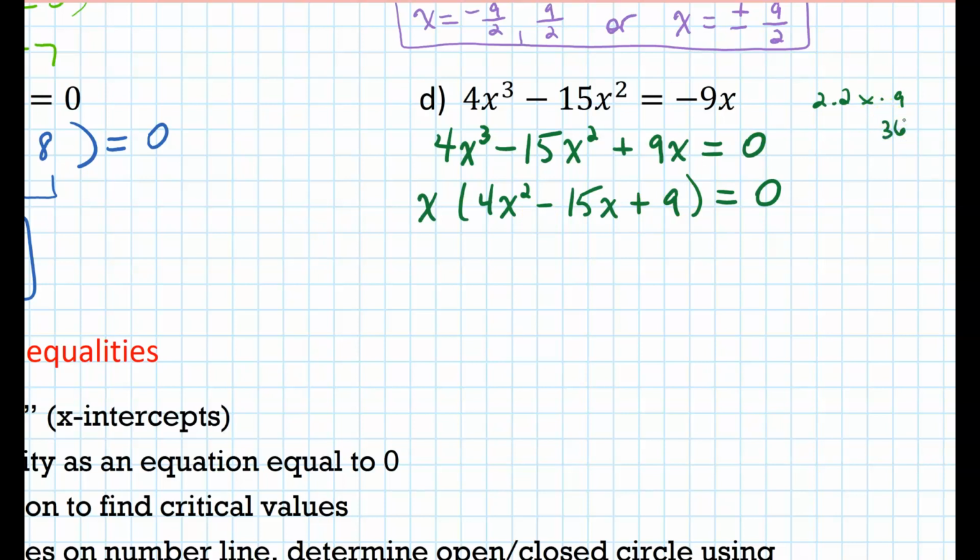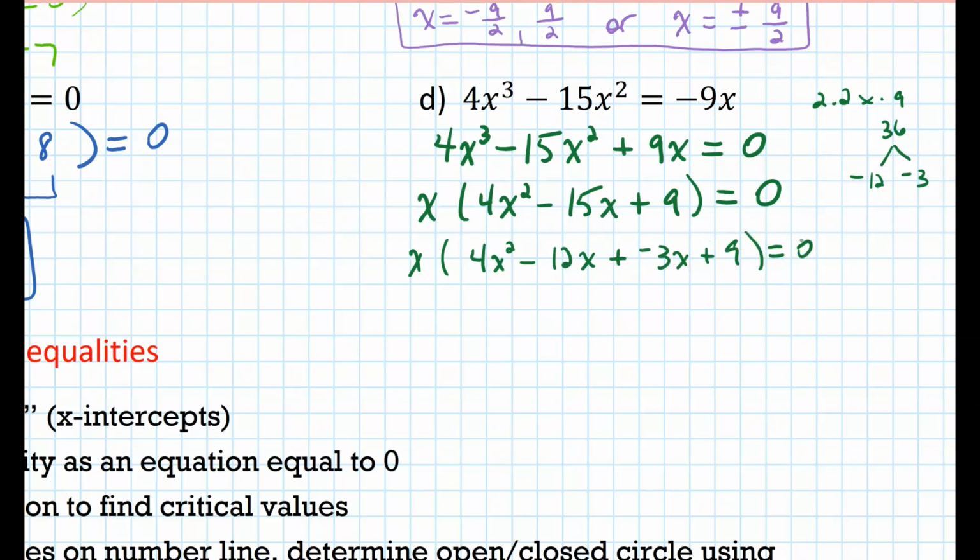I have a negative in the middle, so that means both terms have to be negative. And anybody already find the pairs? 12 and 3. Negative 12, negative 3. All right. I'm going to split my middle term here. So 4x squared minus 12x, plus negative 3x plus 9.